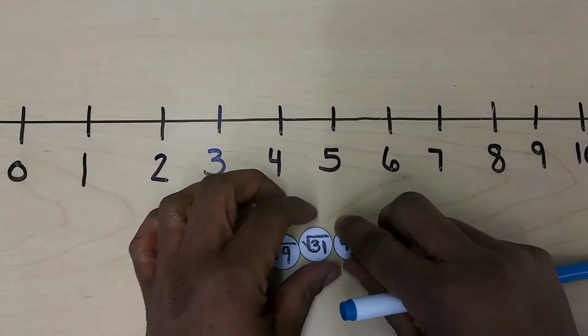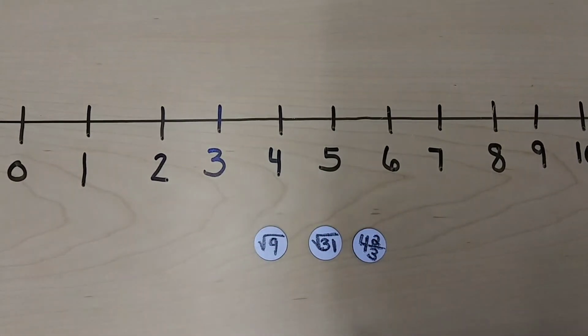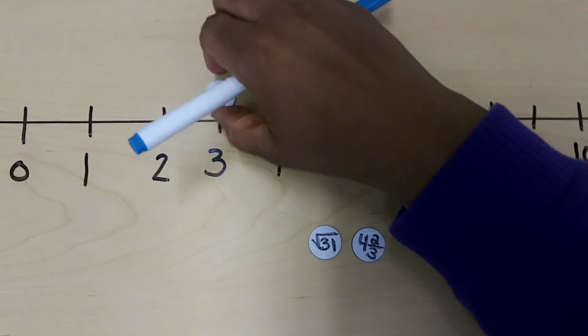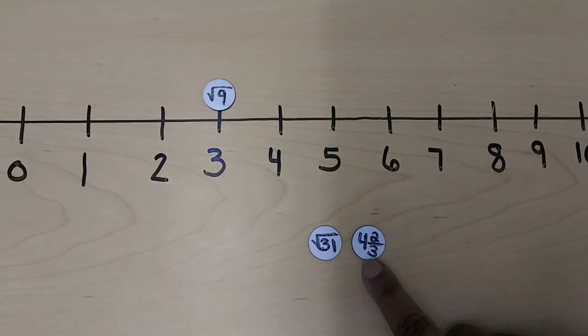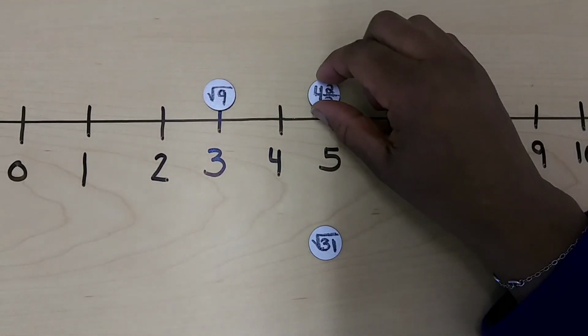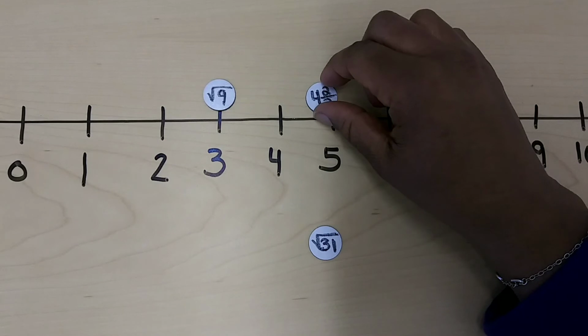What if I had these? The square root of 9, the square root of 31, and 4 2/3 as a fraction. The square root of 9 is a perfect square, and that is 3. 4 2/3, I know is more than 4, but less than 5. It's 1/3 away from 5, so I'm going to move it close to the 5.